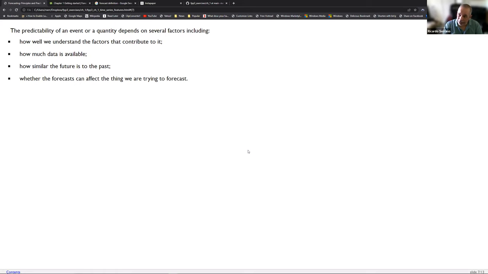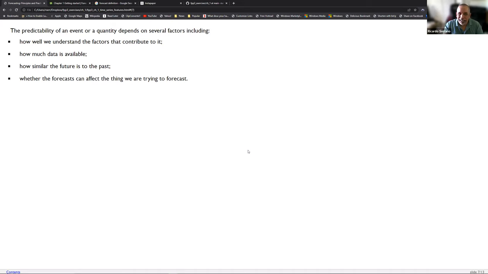Then, how much data is available? For example, for the time of sunrise next year, there is a lot of data, because we have calculations from astronomy and physics that let you be very precise about the time of sunrise for next year, okay? Given that nothing extraordinary happens, right?